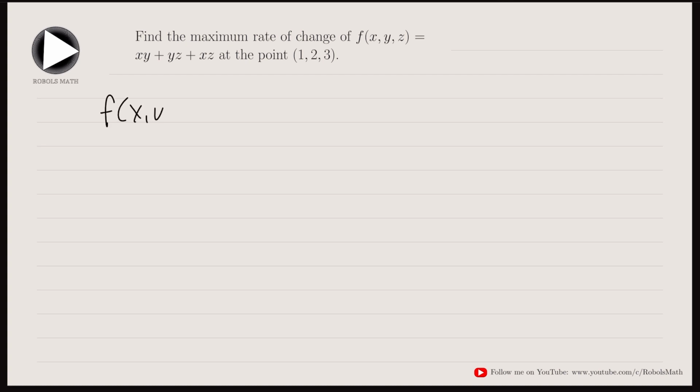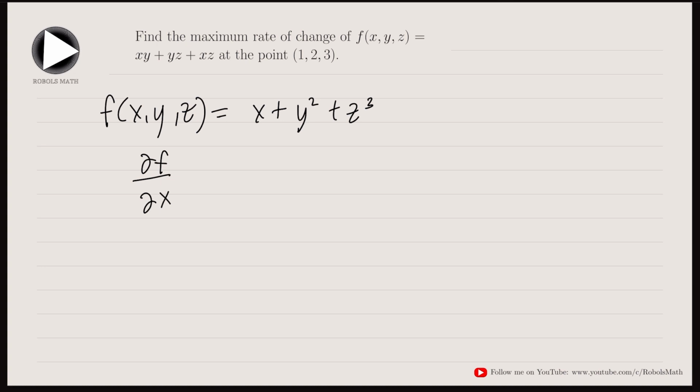Let's say f of x, y, z equals x plus y squared plus z cubed. The rate of change is quite difficult to quantify at a particular point or at any point for a multivariable function, because you don't know how one variable behaves with respect to the other variables. The best we can do is compute the partial derivatives of the function.